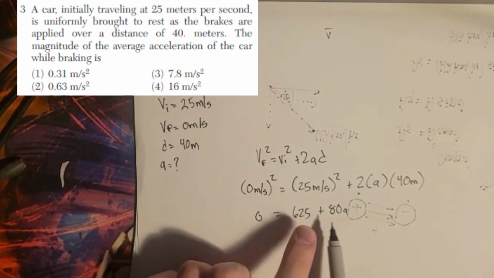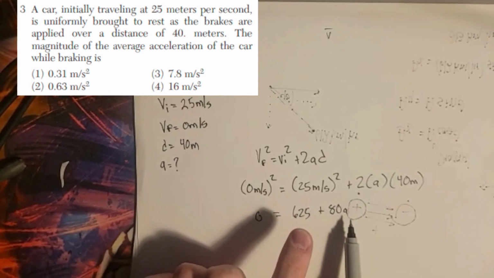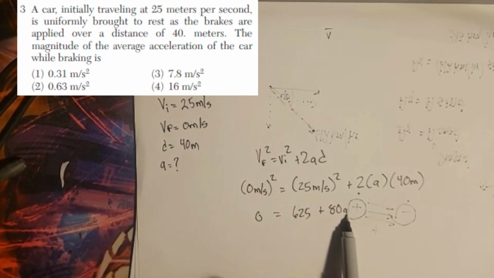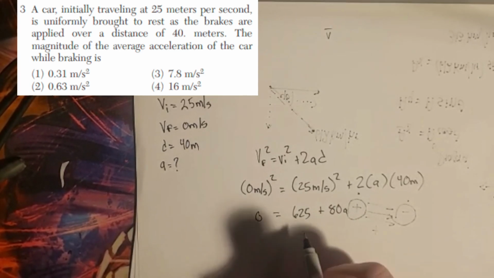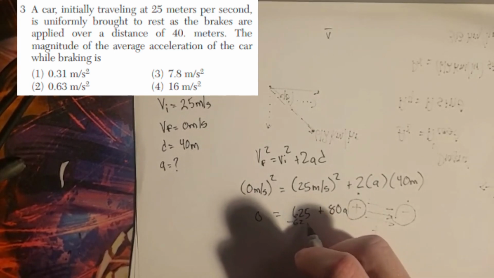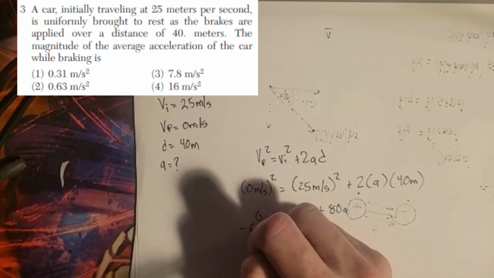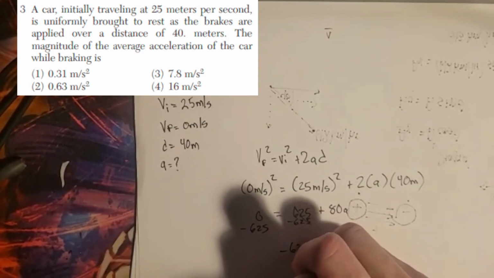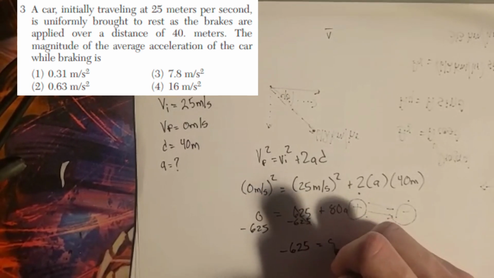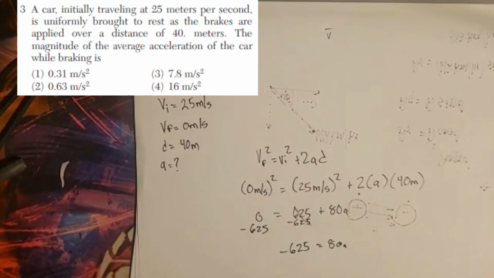We can't just add 625 and 80, right? Because they're not like terms. This has a factor of A attached to it. So we need to move this 625 away, and it's involved in addition. So we'll do the inverse operation and subtract it away on both sides. We get then negative 625 is equal to 80 times A.